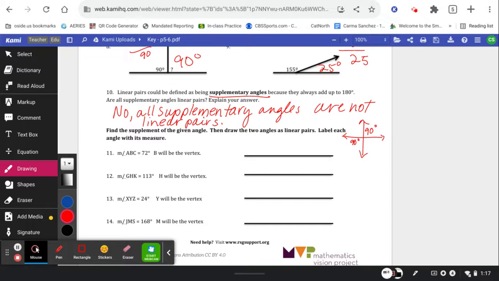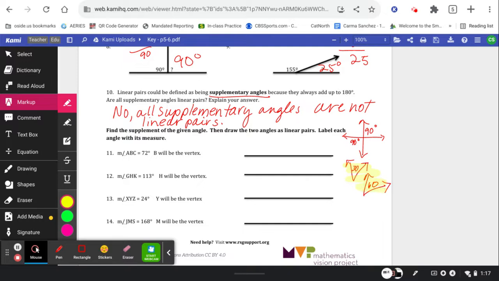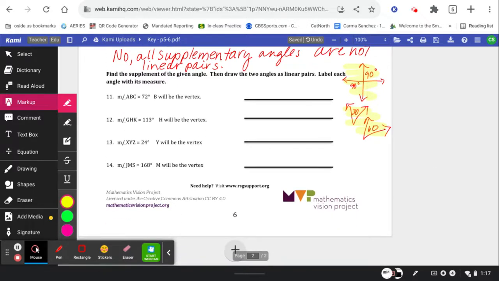So this is showing an example of a supplementary pair of angles that are not a linear pair. Another example would be if I just have these random floating angles out here, where one is 60 and one is 30. Those two angles are not touching at all, but they definitely add up to 90. So we have two options here as counter examples. So no, all supplementary angles are not linear pairs.